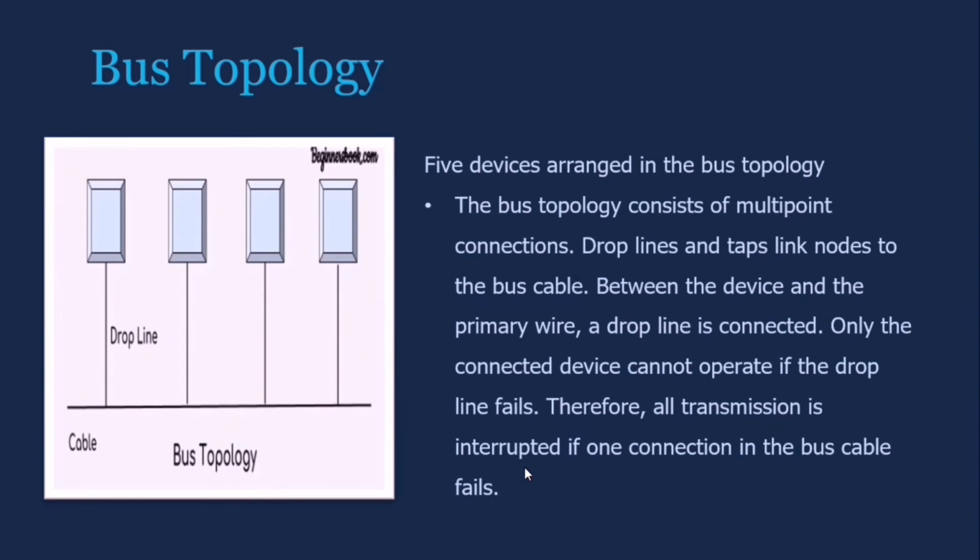Next is 5 devices arranged in bus topology. The bus topology consists of a multipoint connection; drop lines and taps link nodes to the bus cable. Between the device and the primary wire, a drop line is connected. Only the connected device is affected if the drop line fails. Therefore, all transmission is interrupted if the bus cable fails.